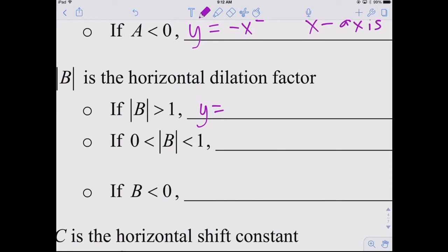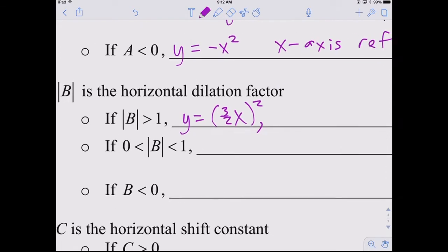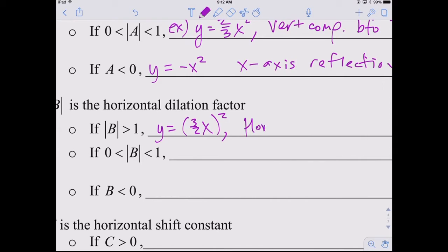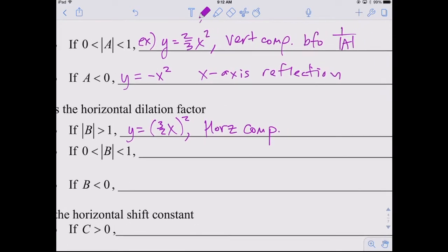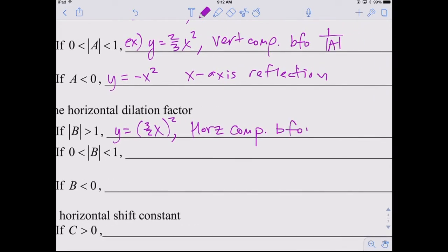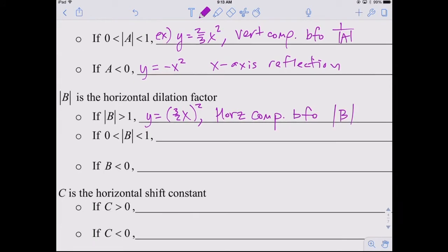Your example would be, if it's greater than 1, 3 halves x before we square it. It's on the inside now. What is that going to do? It's a horizontal stretch or compression. Compression, the opposite of what you'd expect. It's not 1.5 times wider, that's what 3 halves is. It's 1.5 times narrower. So it's a horizontal compression by a factor of what? Would you say 3 halves, right? Or in this case, by a factor of the absolute value of B. If it's already greater than 1, then that's your dilation factor.